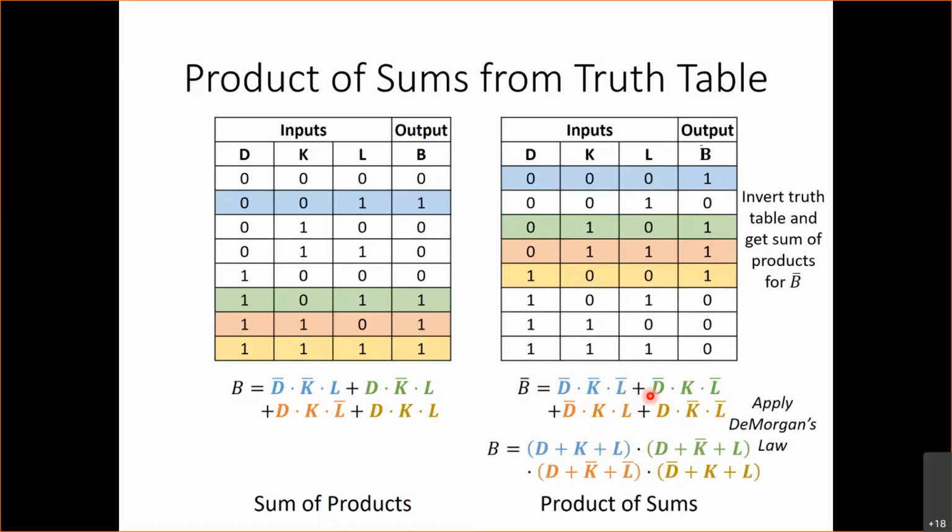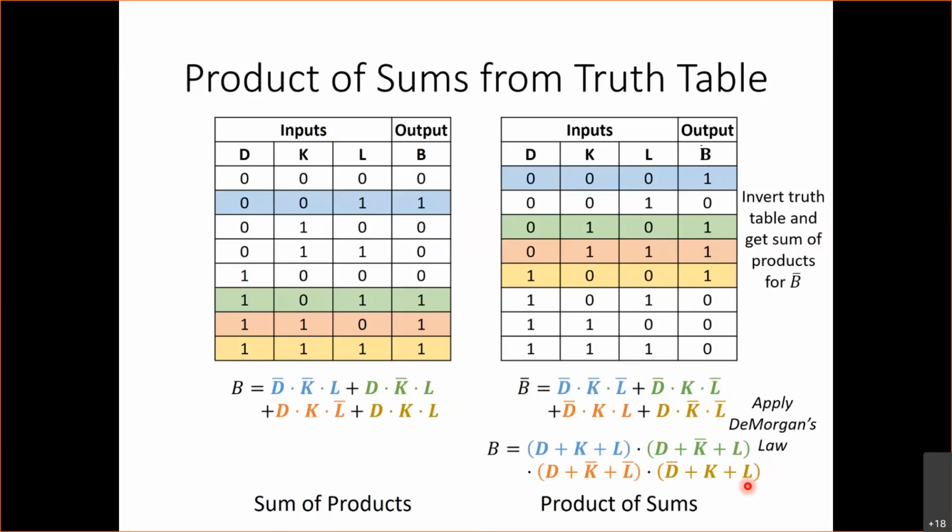And notice that this or over here is going to become an and. Here we have not D, K, not L. This is going to become D or not K or L. And then this or is going to become an and, then we have not D, K, L. This is going to become D or not K or not L. So again, all the variables are inverted. All the ands become ors, and all the ors become ands, and we get this equation over here.